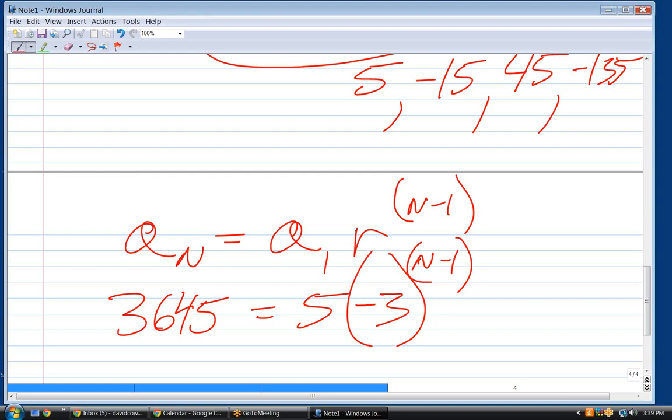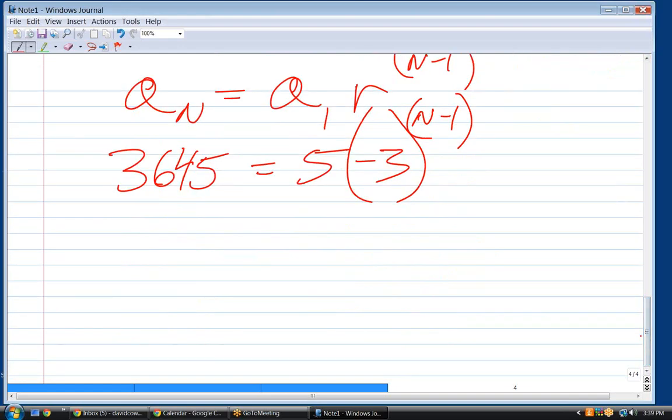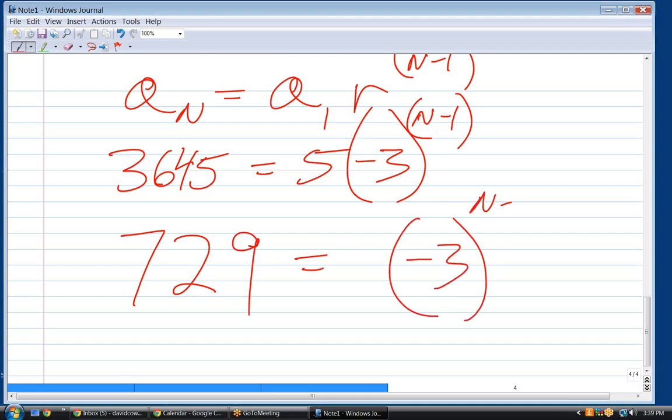So I merely have to solve this problem for n. Okay, so how do I solve that? Divide 3,645 by 5. Okay, that's a good first step. What does that give you? 729. So that's equal to minus 3 to the n minus 1. What's the next step for solving this?